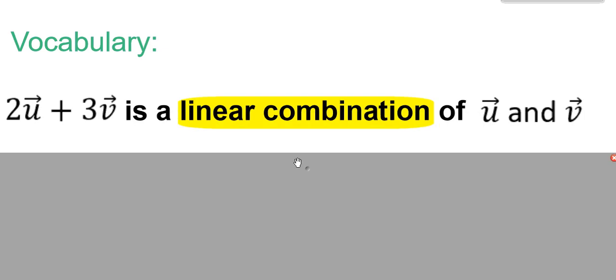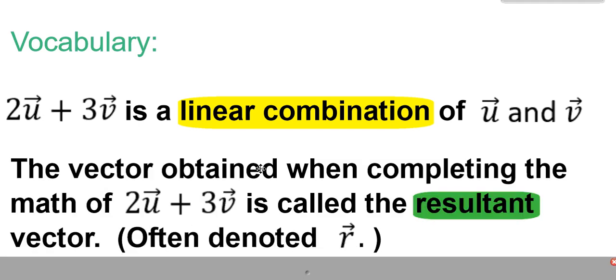Let's talk a little bit quickly about some vocabulary. When we have an expression like 2u plus 3v, what we're doing is we're finding a linear combination of u and v. And I remember first year algebra at university, that phrase, whew, I feel like that was the whole course. 2u plus 3v is a linear combination of u and v. And I sort of used this word already, that the vector we obtain when we do this math is called the resultant vector. And we often denote the resultant vector with R vector. So just so I can use the word resultant now.